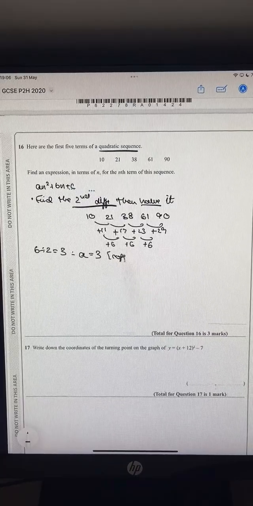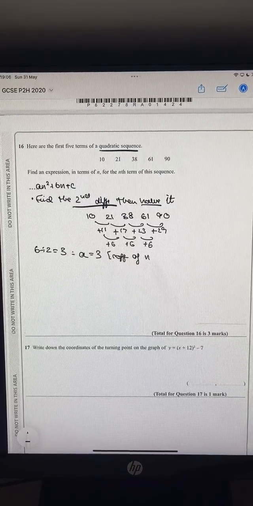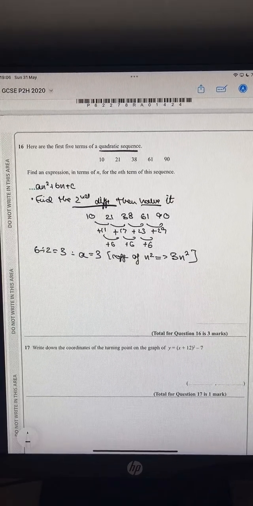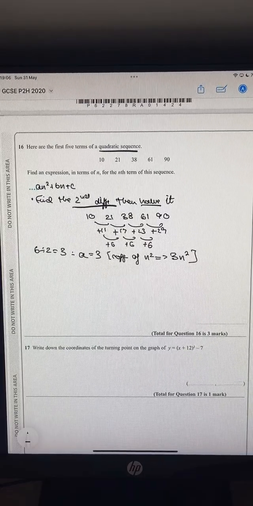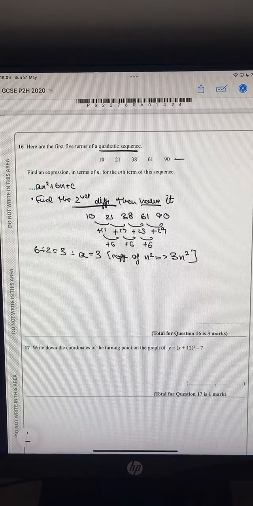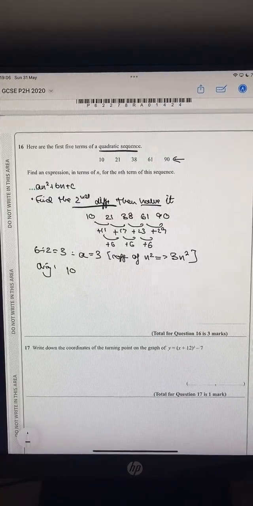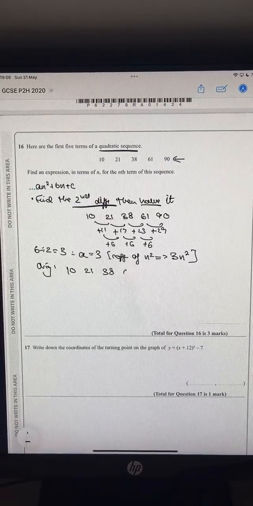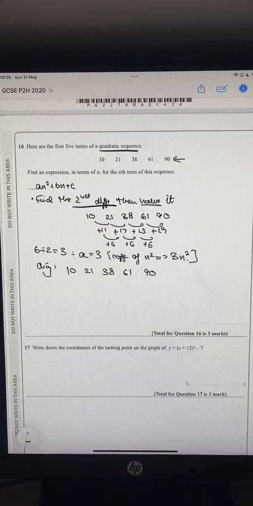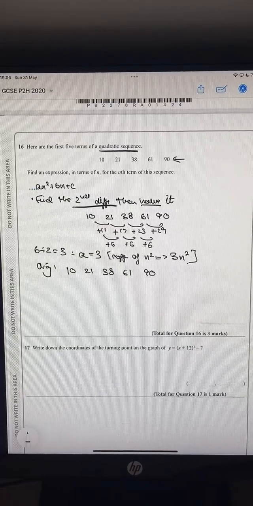That's my coefficient of n squared. So then I get 3n squared so far. And now this is always going to be the same step following on. So I will take my original sequence, which is this. I like to rewrite it out: 10, 21, 38, 61, 90. And so far I'm saying my sequence is 3n squared. But I know it's not that because I've got a bit missing. So I'm going to subtract this 3n squared sequence from my original sequence to find out what's missing.